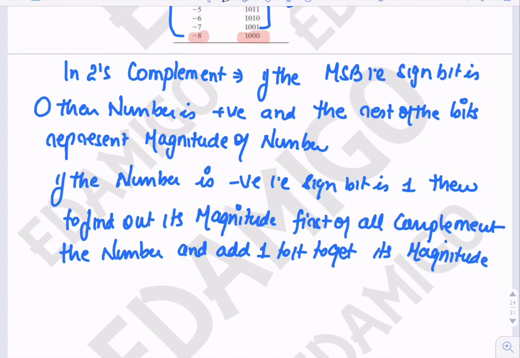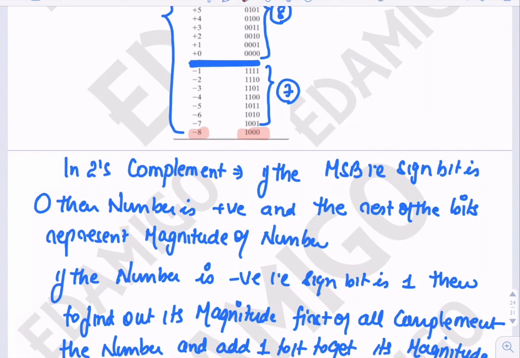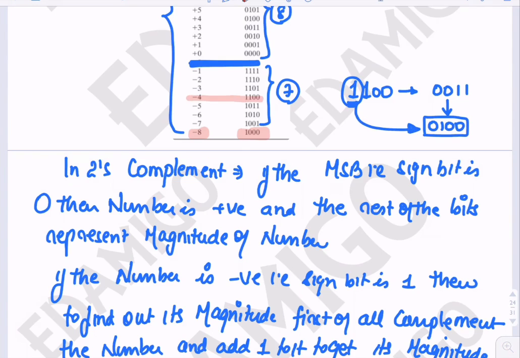For example, if somewhere it is written that it is 1100, obviously it is a negative number. Now how to know what is the magnitude of it? First of all, complement it, so we will get 0011 and then add 1 to it, so it will become 0100. So we will get that it was a negative number and the magnitude is 4. Okay, so we can see that it is correct.